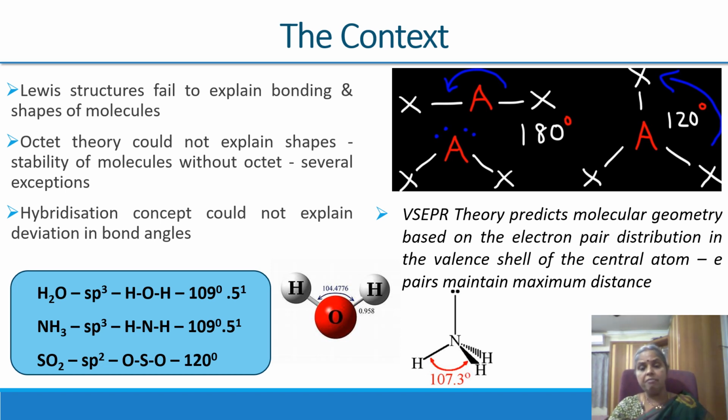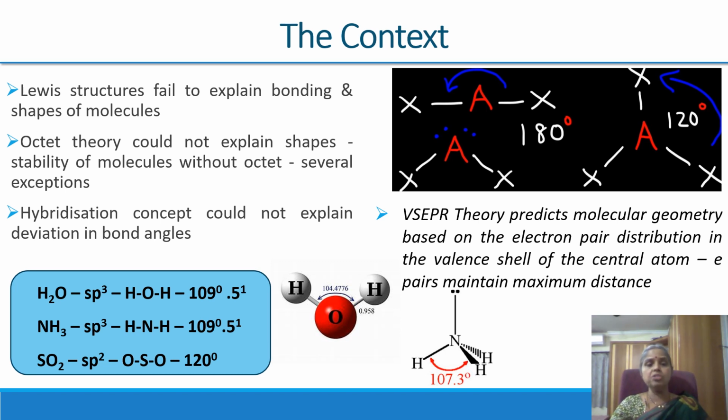VSEPR theory, which is valence shell electron pair repulsion theory, predicts molecular geometry based on the electron pair distribution in the valence shell of the central atom. See, the name itself is indicating this theory is focused only on the valence shell. Point number one, valence shell of the central atom only. Point number 2, number 3, it is pertaining only to electron pairs that are present in the valence shell. So, it is concerned with the repulsive interactions between electron pairs in the valence shell of the central atom.